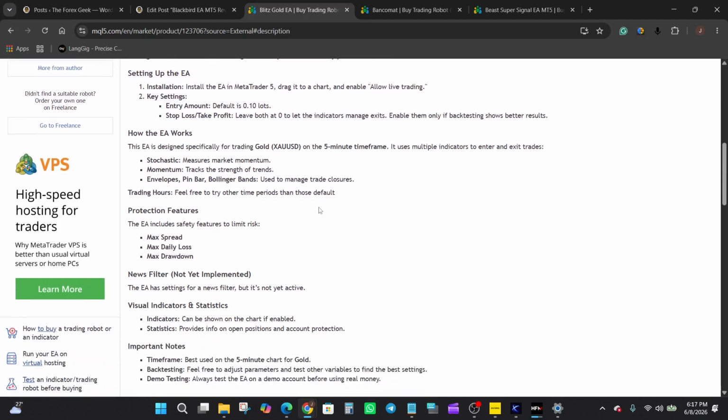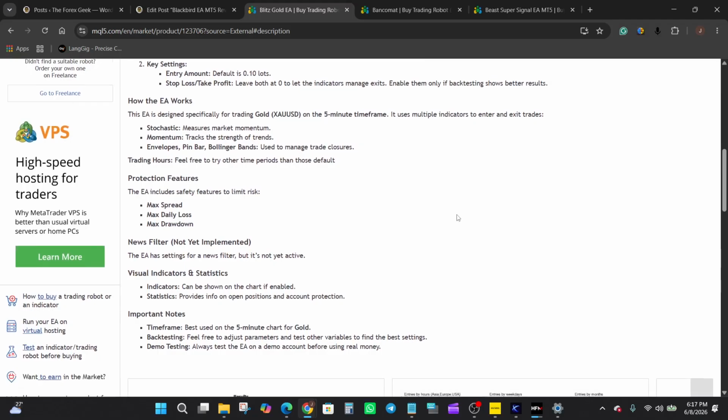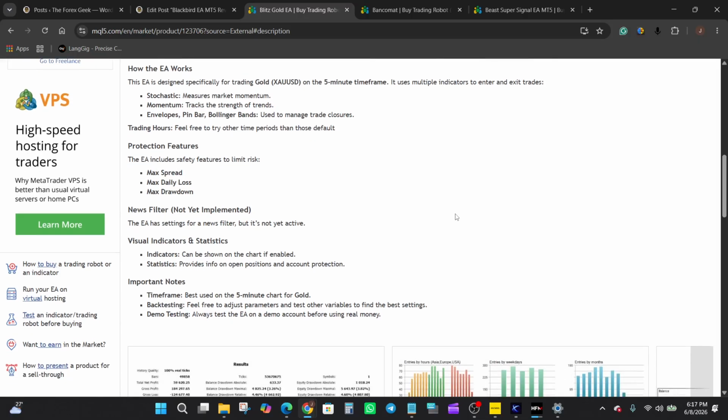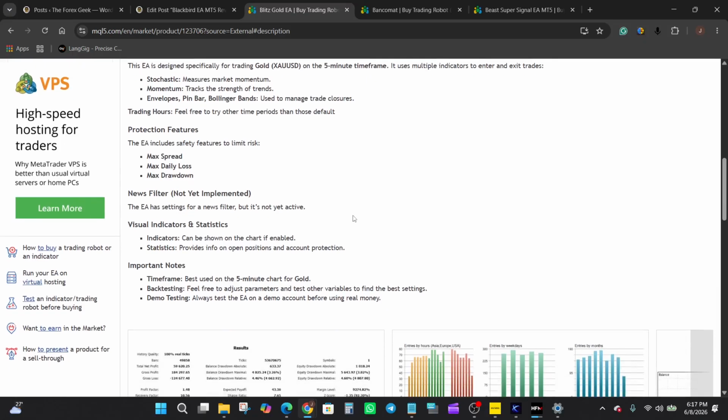The guide also highlights several protection features, including maximum spread control, maximum daily loss protection, and maximum drawdown limits. There is also a news filter setting available in the EA, although the developer clearly notes that it has not yet been implemented in the current version.